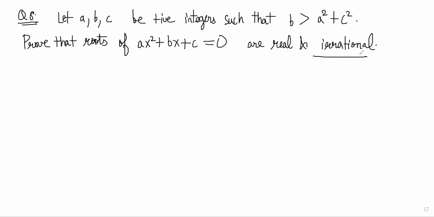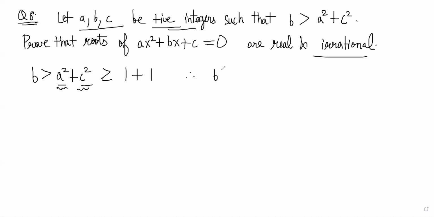Now, the question has said a, b, and c are positive integers. B is greater than a square plus c square. So obviously a square and c square will be greater than or equal to 1 plus 1 because they are positive integers. The lowest possible value of a square and c square will be 1 and 1. Therefore, we have b is greater than equal to 2, right? Correct.